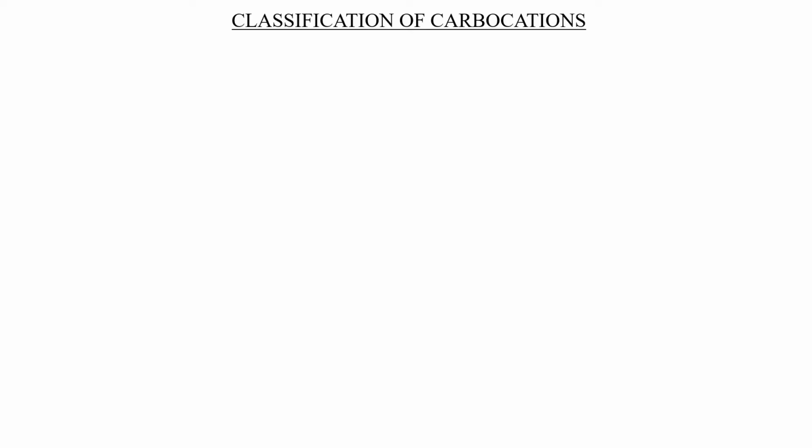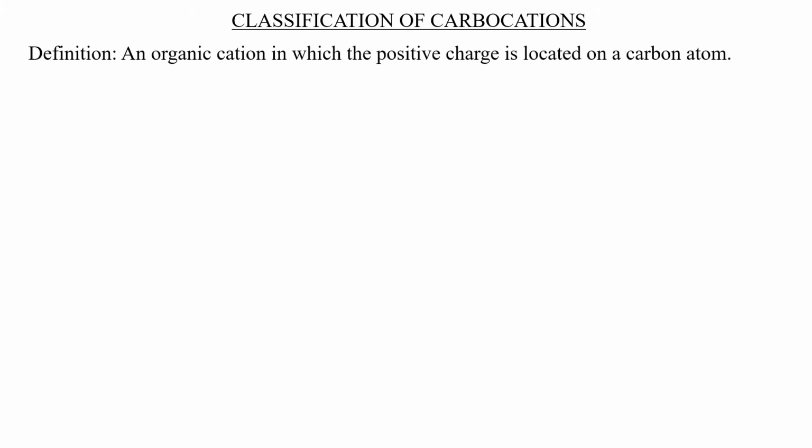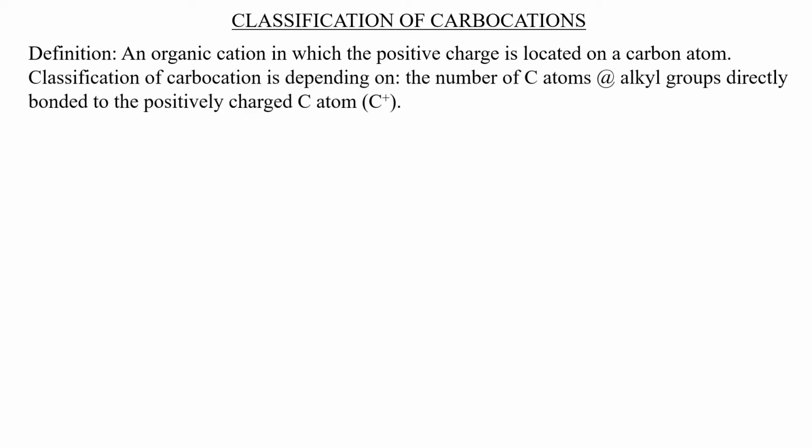So let's start our discussion on organic reaction intermediates with carbocation. Carbocation is defined as an organic cation in which the positive charge is located on a carbon atom. Carbocation can be classified into primary carbocation, secondary carbocation, or tertiary carbocation depending on the number of carbon atoms or alkyl groups that are directly attached to the carbon which bears the positive charge.